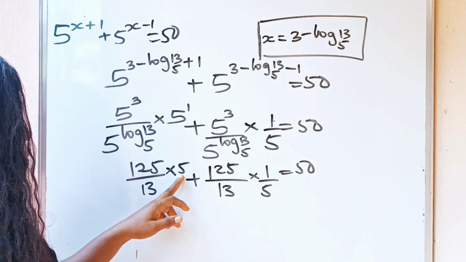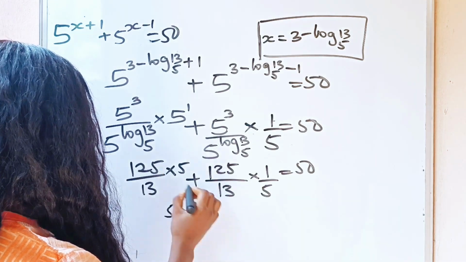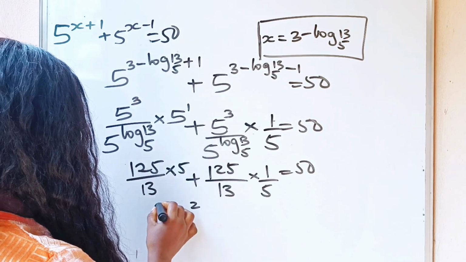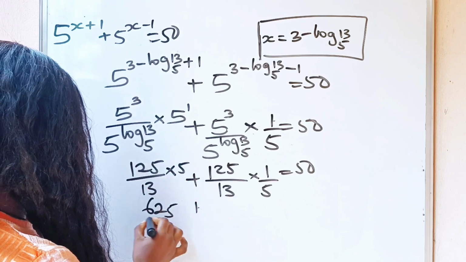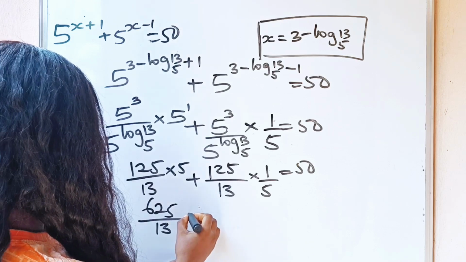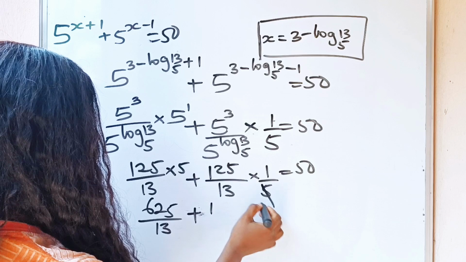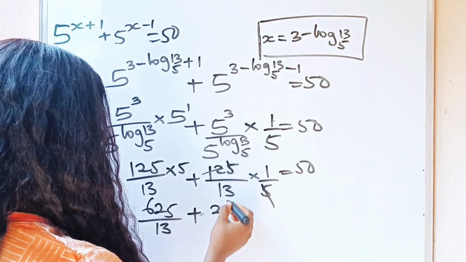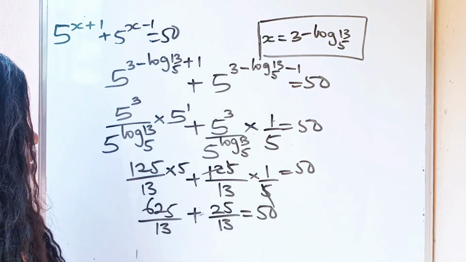Now let's solve. 5 times 5 will give us 25, right? So we have 5 and carry 2. 5 times 2 is 10 plus 2 is 12, right? 2 carry 1. 5 times 1 is 5 plus 1 is 6. So we have 625 divided by 13 plus the same thing here. No, this will divide this to give us 2 remainder 2, right? Divide 25 to give us 5 over 13 is equal to 50.